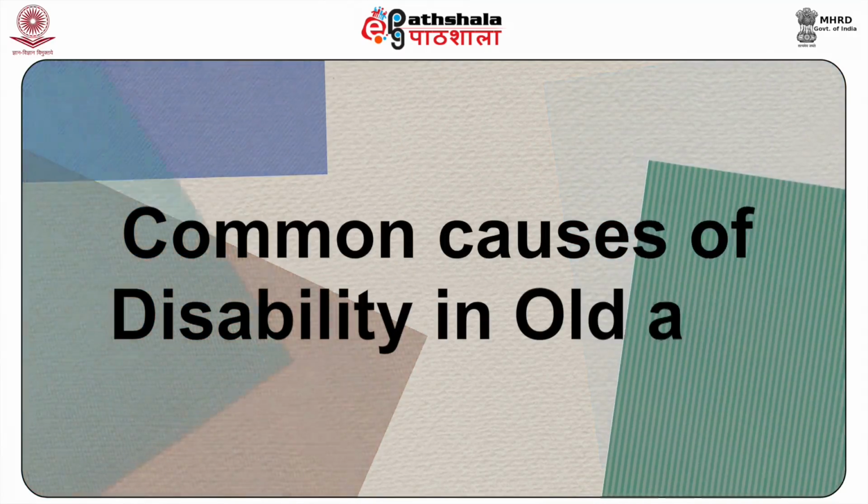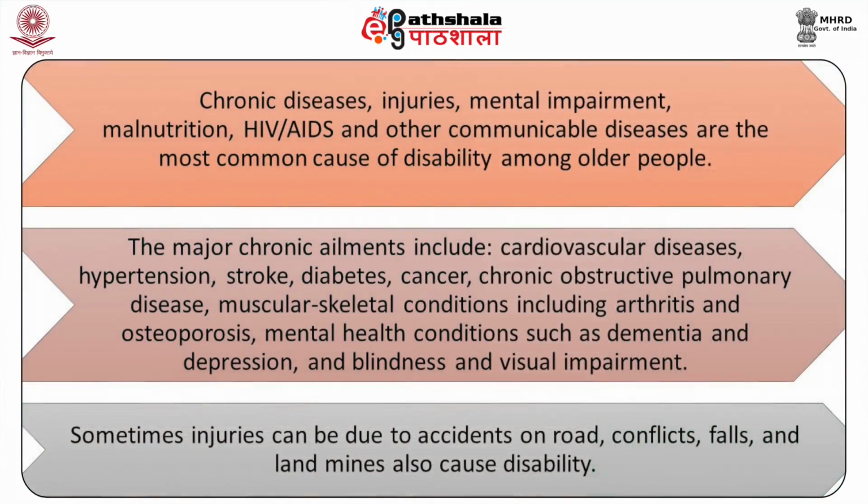Now let's discuss the common causes of disability in old age. Chronic diseases, injuries, mental impairment, malnutrition, HIV, AIDS and other communicable diseases are the most common causes of disability among older people. The major chronic ailments include cardiovascular diseases, hypertension, stroke, diabetes, cancer, chronic obstructive pulmonary diseases, musculoskeletal conditions including arthritis and osteoporosis, mental health conditions such as dementia, depression, and blindness and visual impairment. These all are the factors behind disabilities. Sometimes injuries can be due to accidents or road conflicts, falls, and landmines also cause disability.